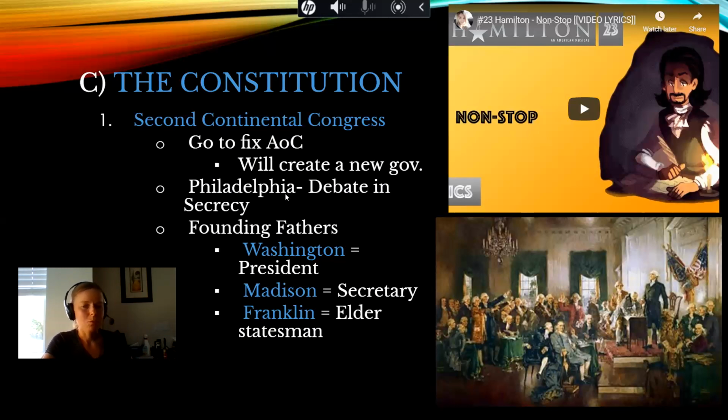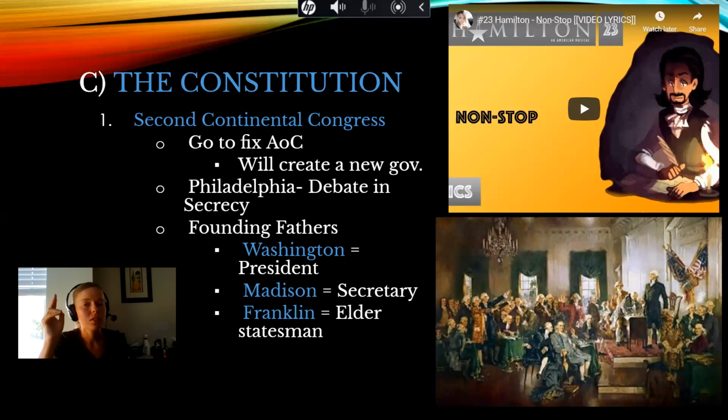Like I said, it had to be in secrecy because they're supposed to be there to fix the articles, but they're actually creating a new government, and they need to be able to talk freely. Now, it's not like there's Twitter back in the day or some other way for people to quickly get out the word, but they could have some reporter at a window there at Independence Hall, listening to what's being said. So when I say that the founding fathers had to meet in secrecy for this Constitutional Convention, they had to have the window shut.